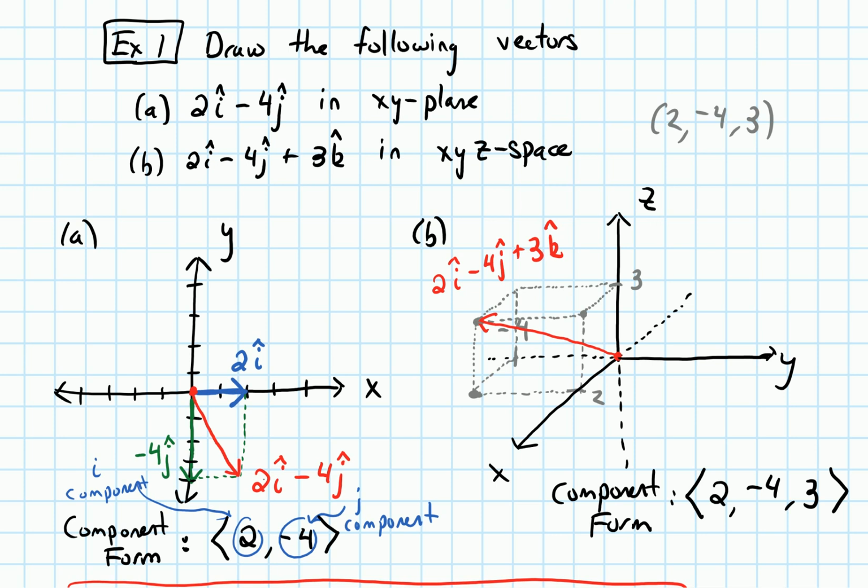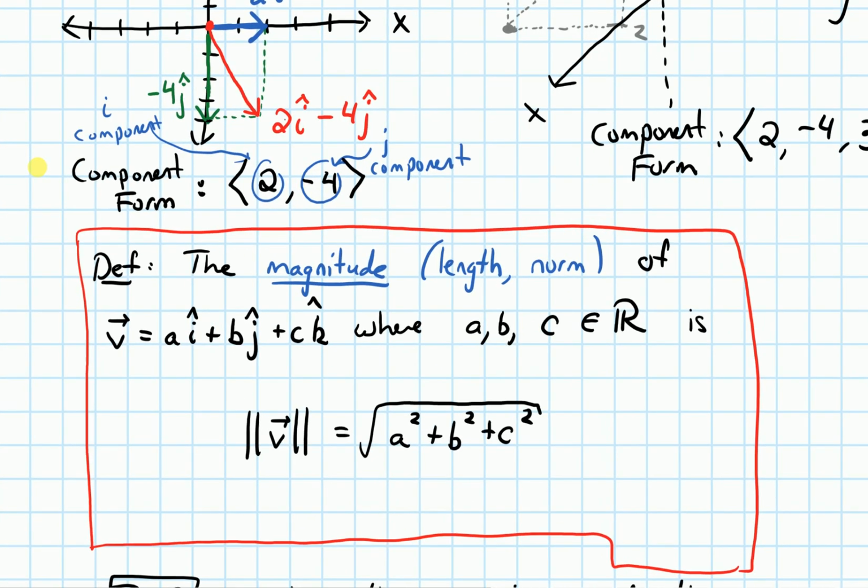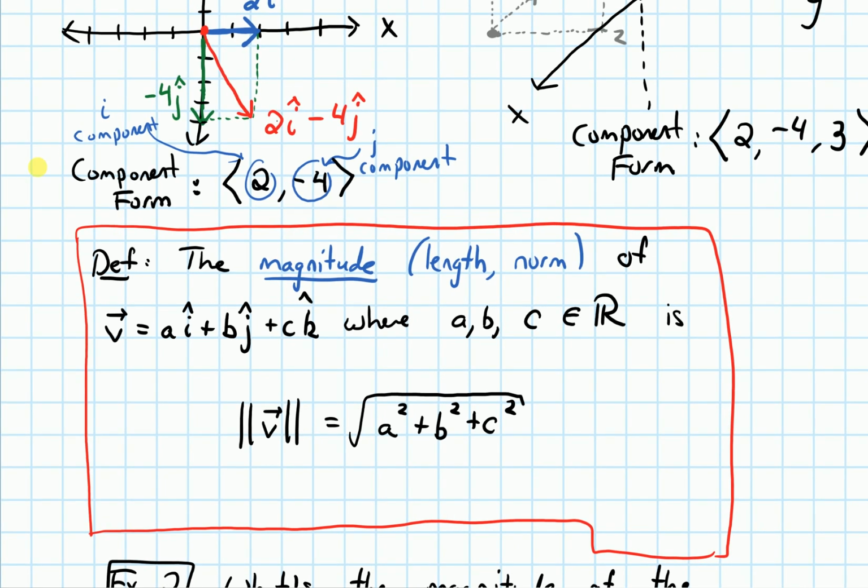All right, so now we've drawn these vectors, and we see what this ijk notation looks like visually, and also how we translate this to this component form notation. So next, let's define the magnitude of a vector. Okay, sorry, we kind of jumped down a little bit, but this is where I actually want to be.